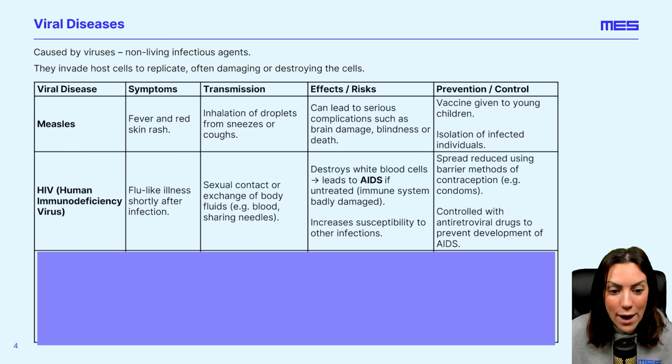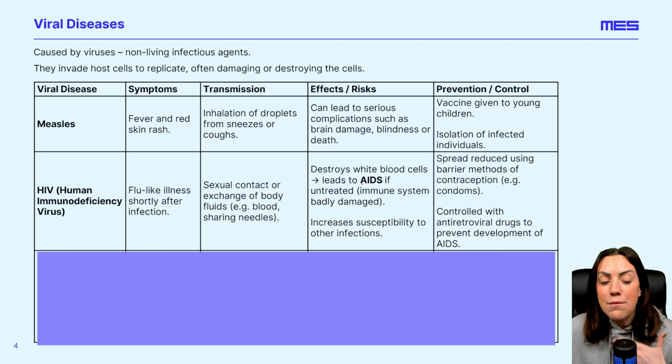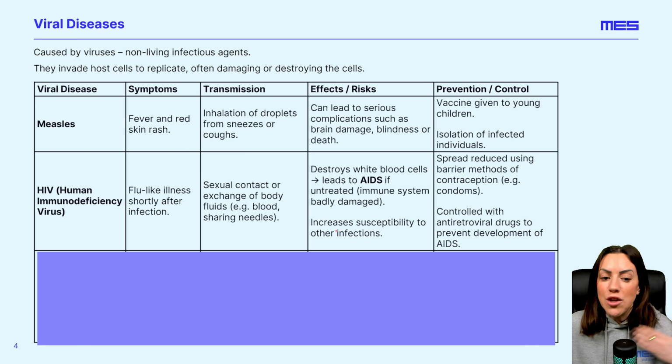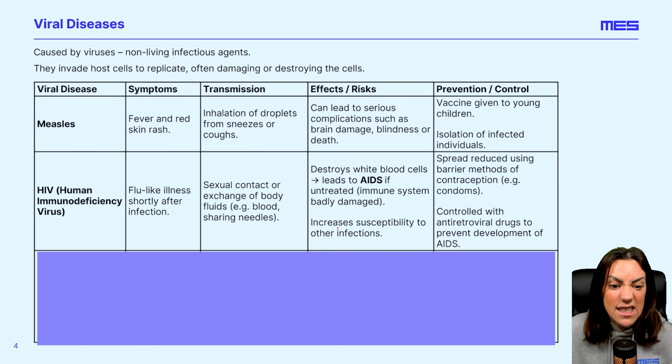It's destroying your white blood cells. You have fewer white blood cells, so your immune system is severely compromised or damaged. And this obviously increases your susceptibility to other infections. So you may develop, for example, pneumonia, and your immune system cannot fight it because it is so weakened by that HIV virus. So how do we prevent the spread or control the spread?